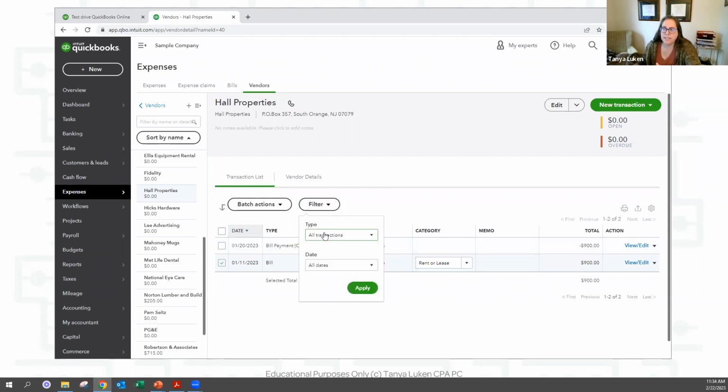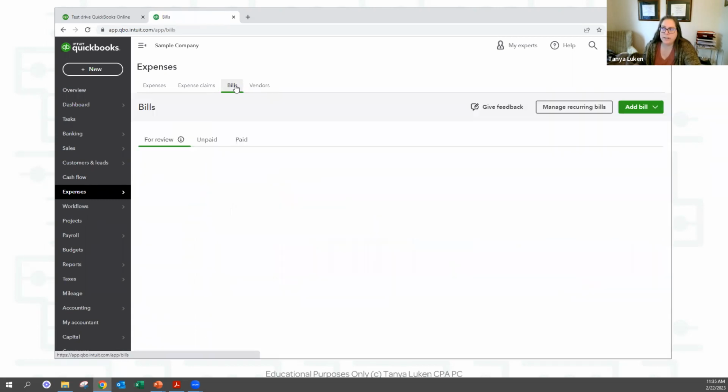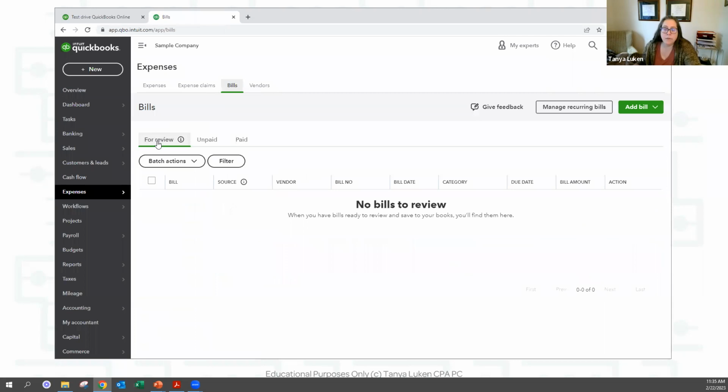You can filter things to say, show me only open bills, show me only the bills, show me only the payments, things like that. Show me only things this year or only things from last year, okay? So that's those. Your bills are here, and it's going to list all of your bills. For review means that you need to review them because let's say a staff entered them and you want to review them before they go into the system for good. So for review would be that.